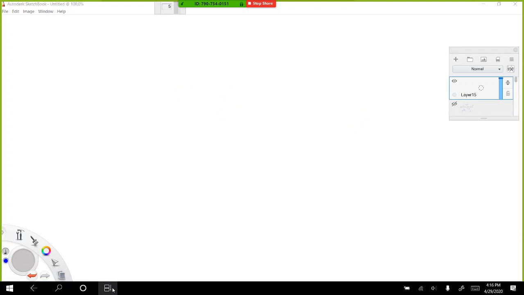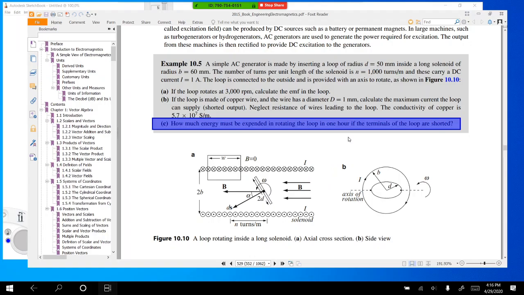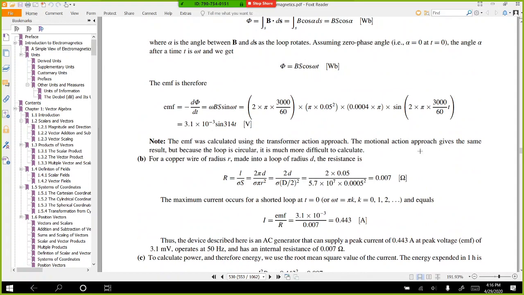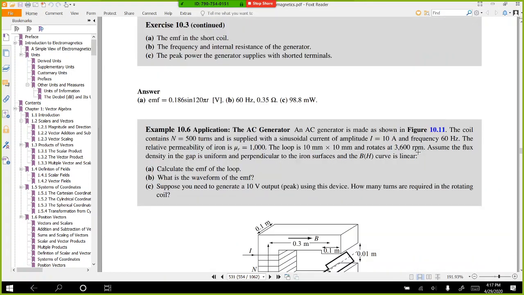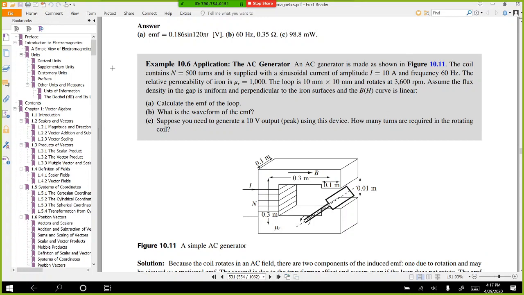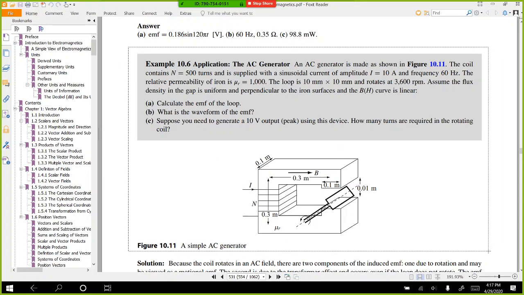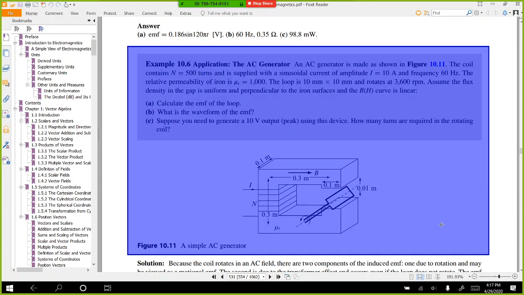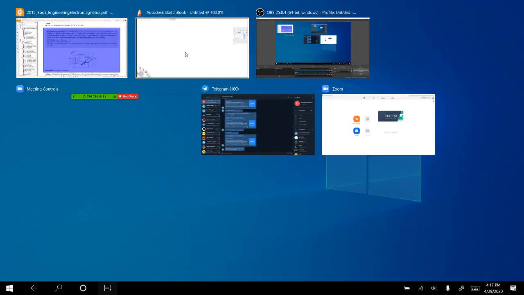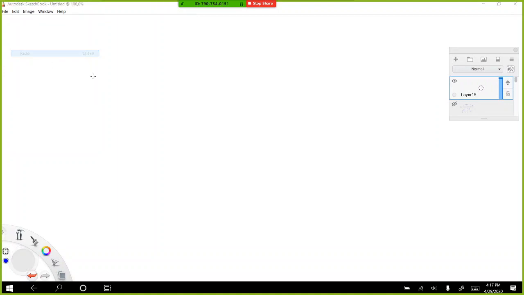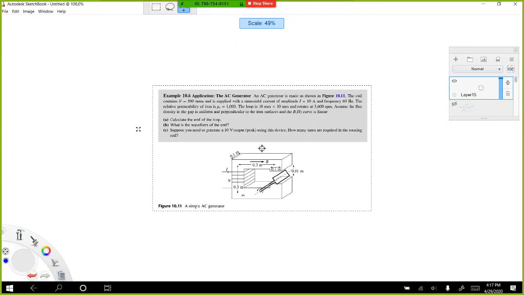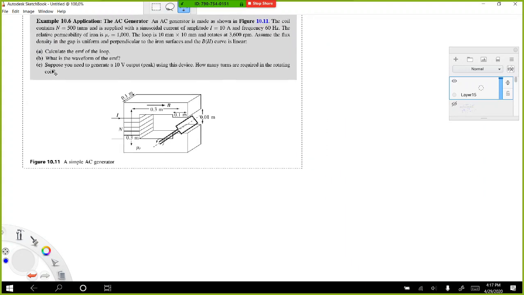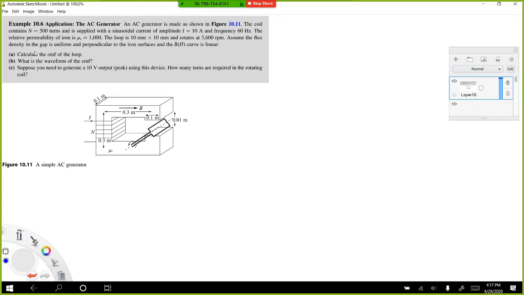Okay, the next example is the simple alternating current generator. So let's paste it here. The application, the AC generator. An AC generator is made as shown in figure.